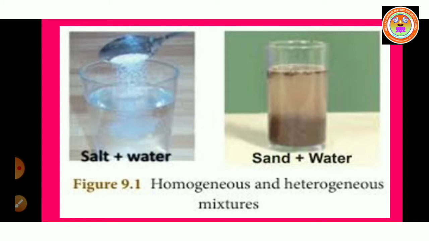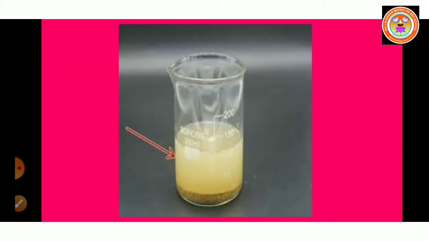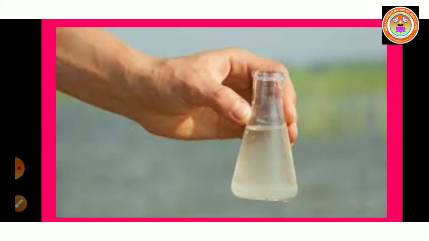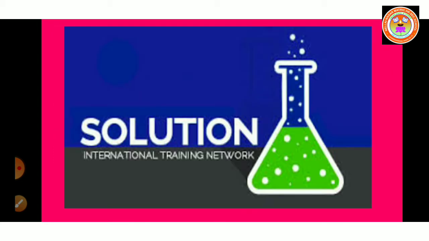Consider two mixtures, one which contains salt and water, and another which contains sand and water. Water is one of the components in both mixtures. In the first case, salt dissolves in water. In the second case, the sand does not dissolve in water. Sand in water can be separated by filtration, but salt cannot be separated as it dissolves in water to form a homogeneous mixture. This kind of homogeneous mixture is termed a solution.